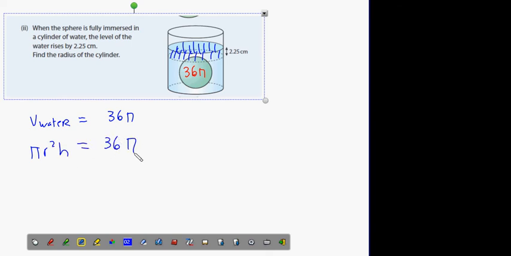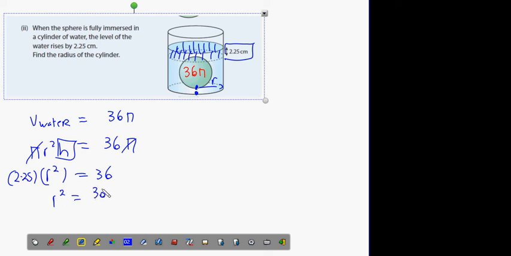So the volume of water therefore equals 36 pi. The volume of water is in the shape of a cylinder. The pi's once again cancel on both sides. The radius of the cylinder we do not know, so the radius stays as r squared. The height h is 2.25. Now 2.25 multiplied by r squared equals 36. Therefore r squared equals 36 divided by 2.25.